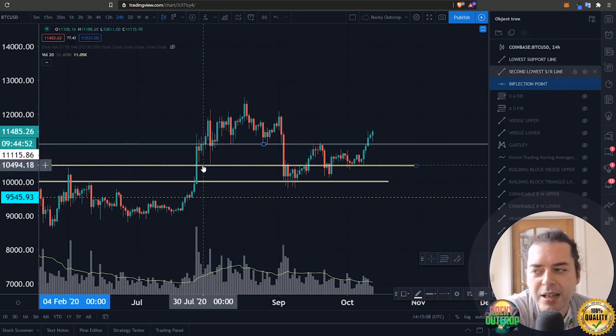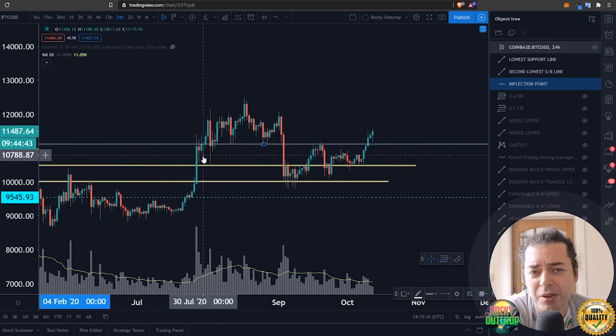You can see here as well, looking back to the left, that it came right in around about this area when we had, of course, these subsequent wicks down the way after the rise up.